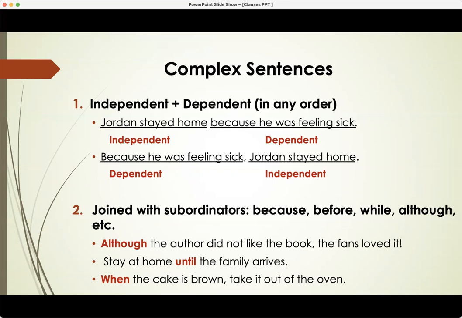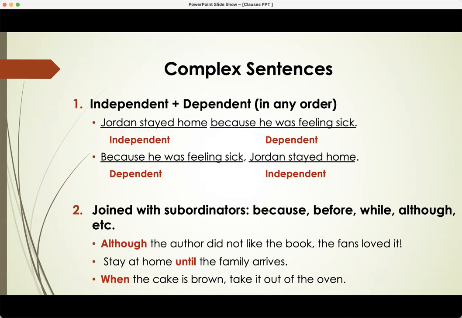Let's take a look at the examples. Although the author did not like the book, the fans loved it. Stay at home until the family arrives. And finally, when the cake is brown, take it out of the oven. In each one of these three sentences, the dependent clause starts with the subordinator. And remember, if you start your sentence with the dependent clause, you must insert a comma to separate the dependent from the independent clause.